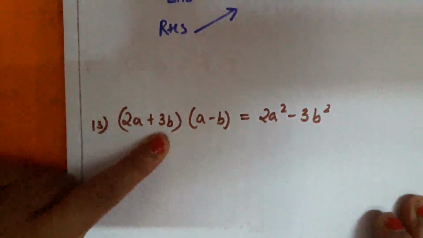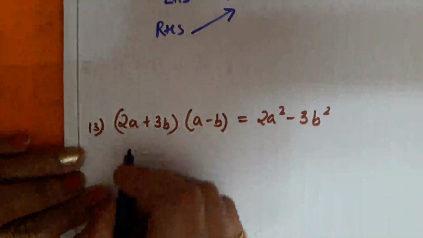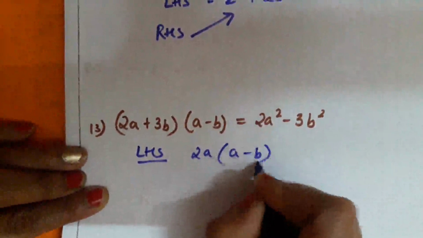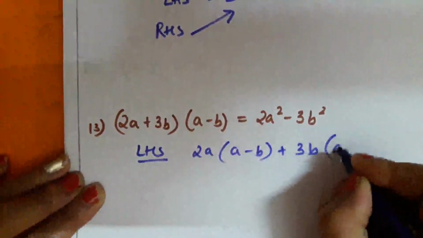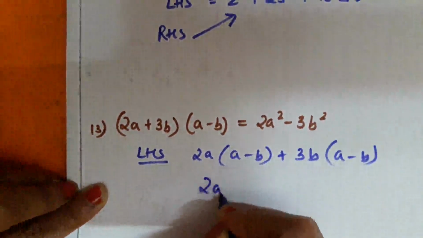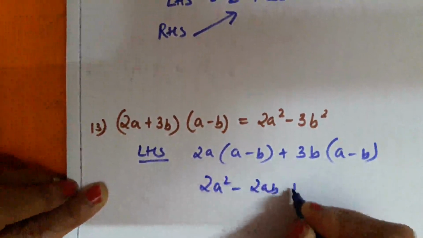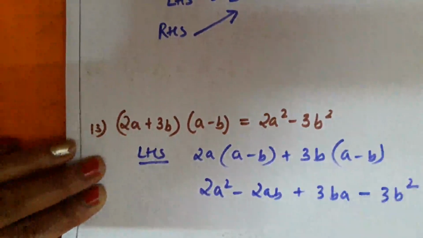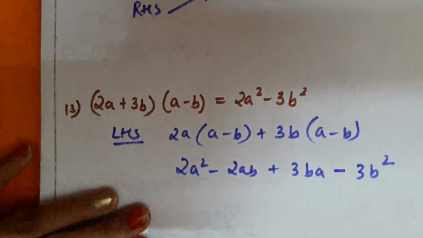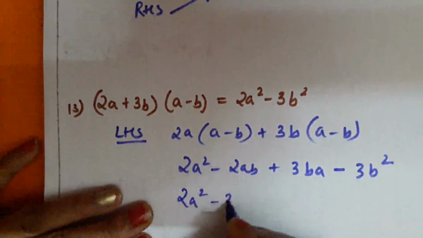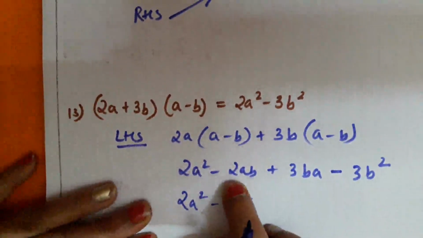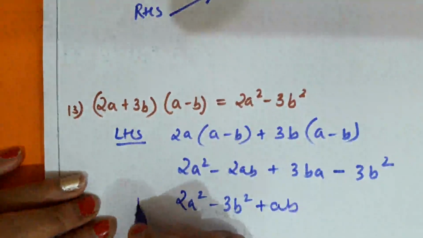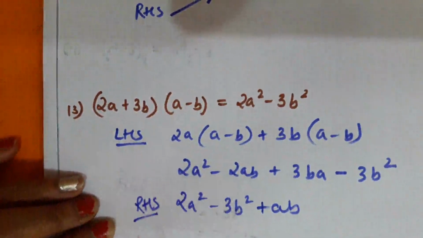Okay, now let's move to the next part. 2a plus 3b times a minus b. So let's solve the leftmost side. 2a multiplied by a minus b plus 3b multiplied by a minus b. It gives you 2a square minus 2ab plus 3ba minus 3b square. Okay, so 2a square minus 3b square, this minus 2ab plus 3ba gives you plus ab. So in the right hand side we need this.